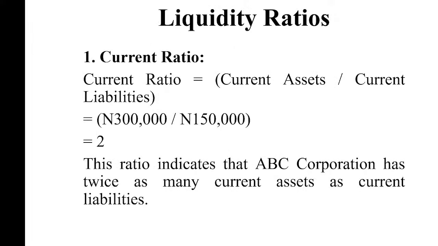So we have seen how we calculated the ratios. So we go to liquidity ratios. Current ratio. Current ratio is equal to current assets divided by current liabilities. That will be 300,000 over 150,000. That will give you 2. This ratio indicates that ABC Corporation has twice as many current assets as current liabilities.